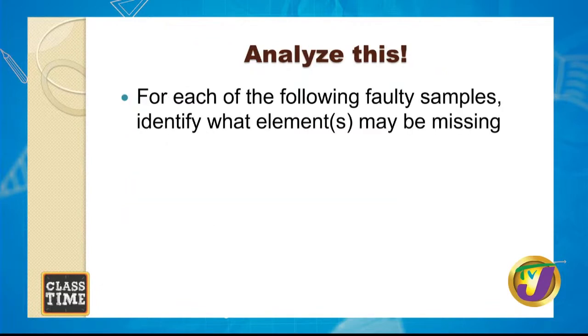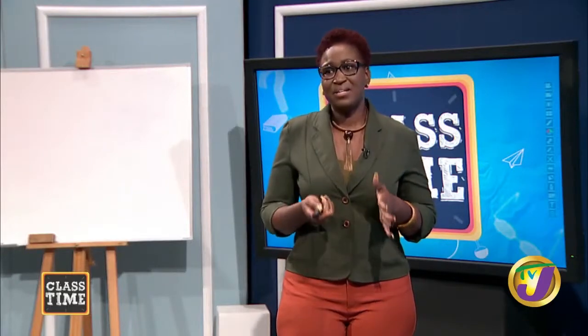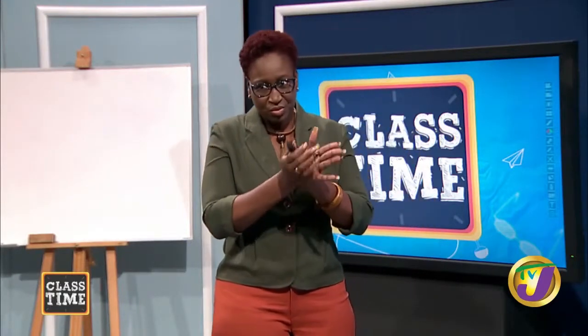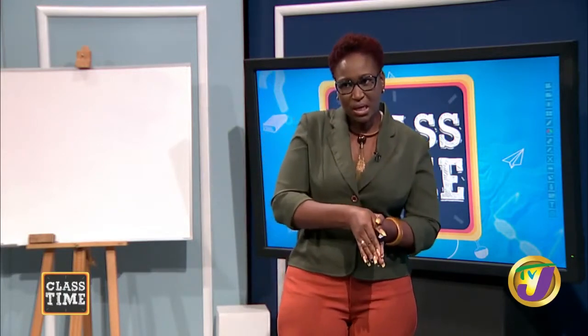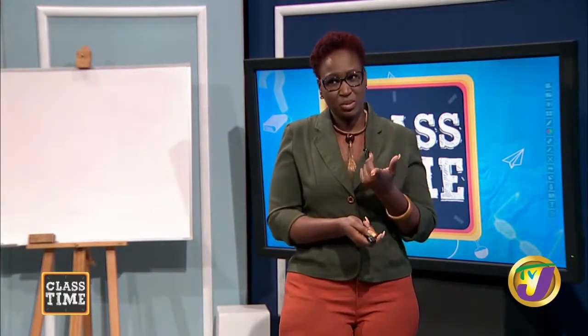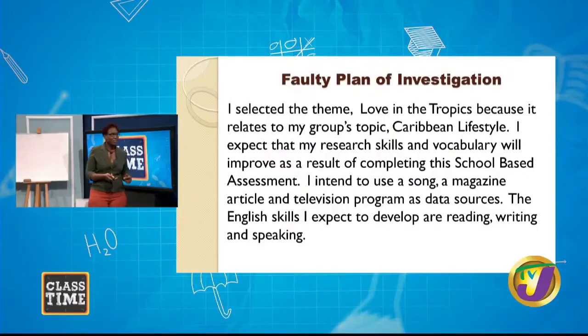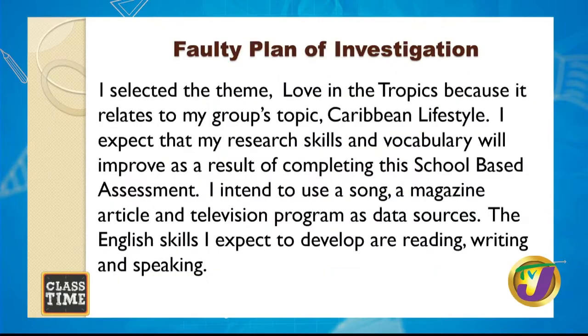So now that we've gone through basically all the elements, let's see how well you understand. I'm going to show you some faulty samples, and I need you to tell me, based on which sample you see, what you think is missing, what you think needs to go in, if anything needs to come out. Tell me. So here's a faulty plan of investigation. Take a few seconds to read it, and then tell me what you think is missing.